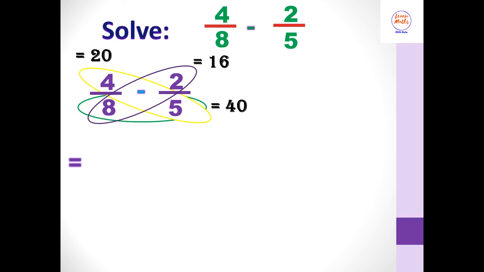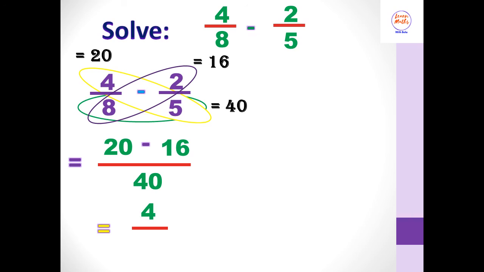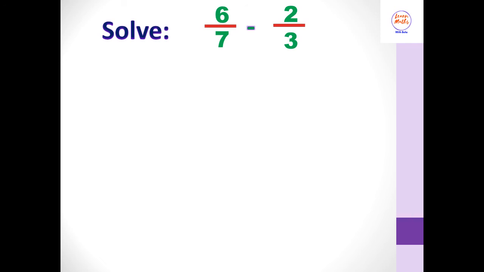The next step is what? Bring 40 as the LCM. 20 minus 16, and that gives us 4 over 40. So very simple, just follow the steps. I say it every time, mathematics is all about following the steps. Once you follow the steps, then the sky is your limit. In fact, the sky is your starting point.